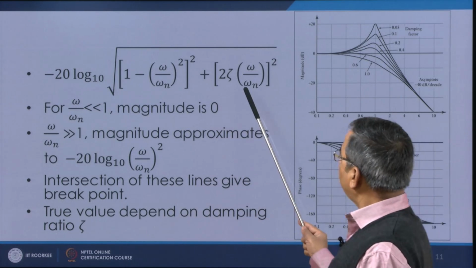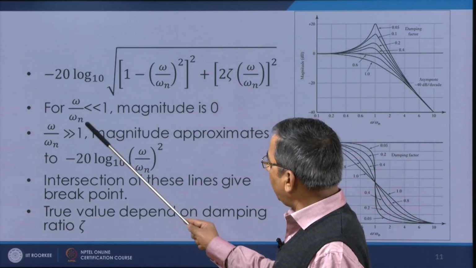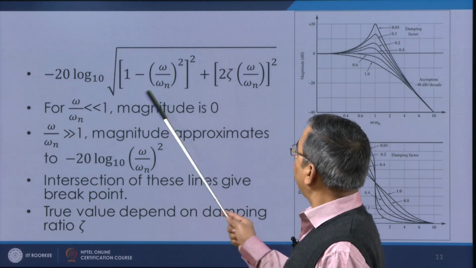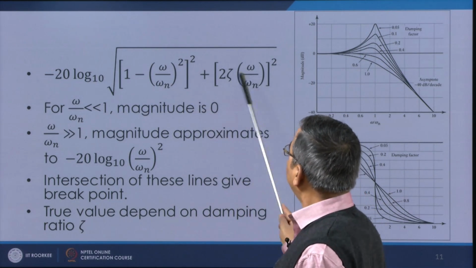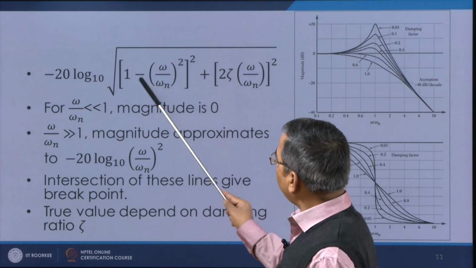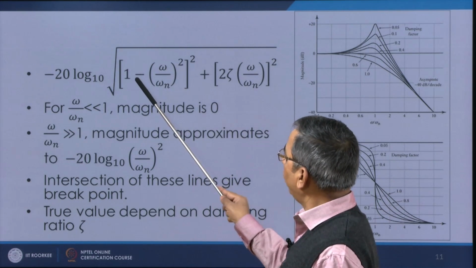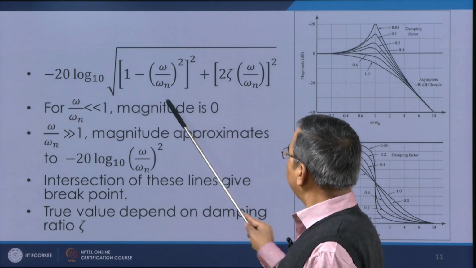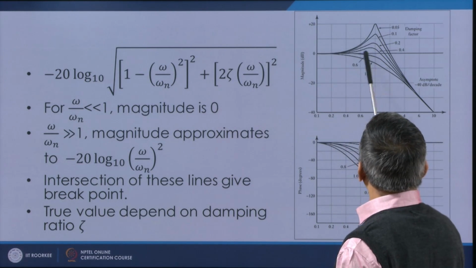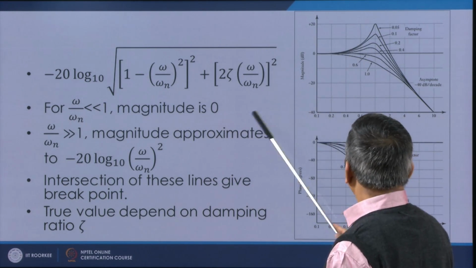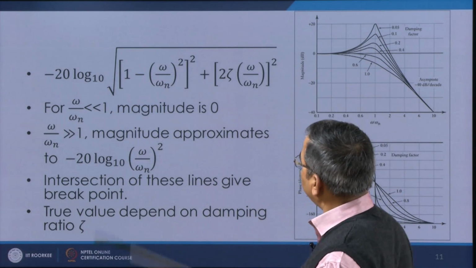Now, here you can see that for omega by omega n very much less than 1, I can neglect this, I can neglect this. So, what remains with me is 1, and log 1 is going to be 0. So, this is what I am going to get, this line, when omega by omega n is very much less than 1.